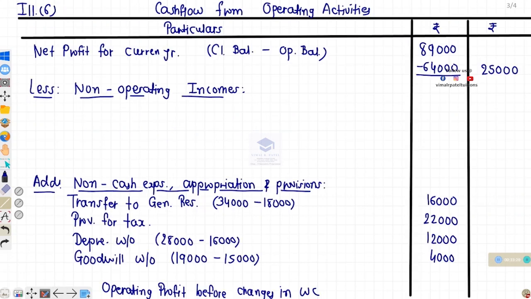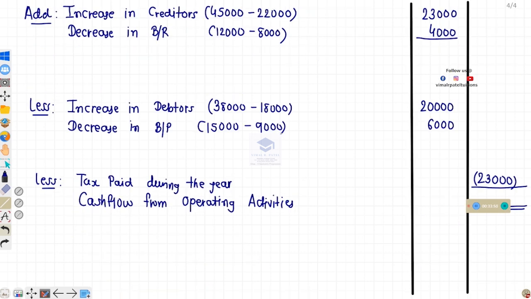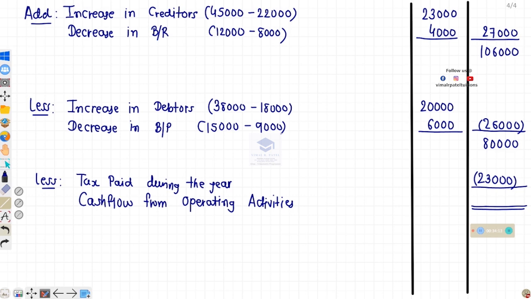Okay. Sixteen plus 22 plus 12 plus 4, 54,000 will be added to 25. So that will give you operating profit before working capital changes 79,000. Then 27,000 will be added to 79,000. So it will be 1,06,000. Then 26,000 will be subtracted from it. So it will be 80,000 minus 23,000.